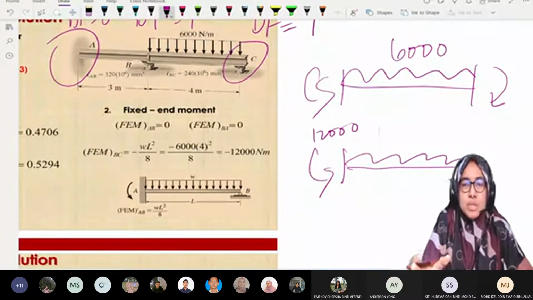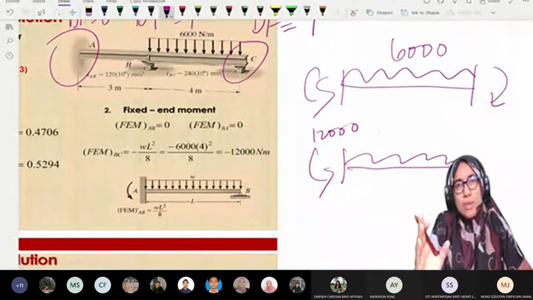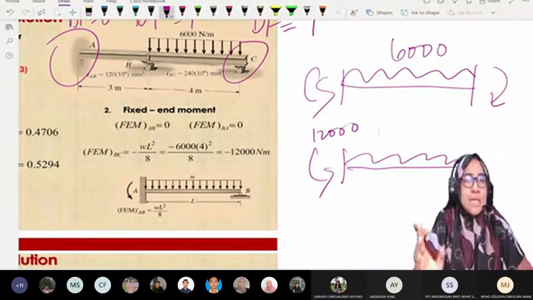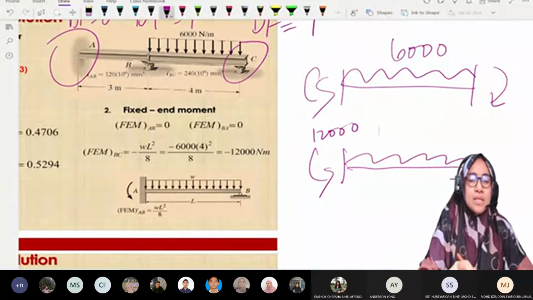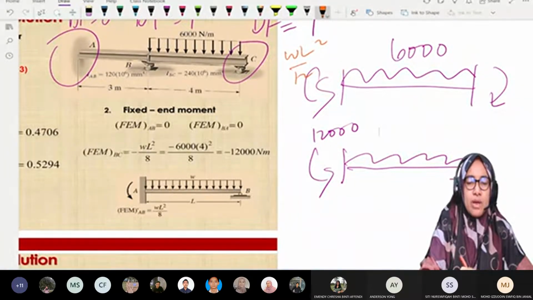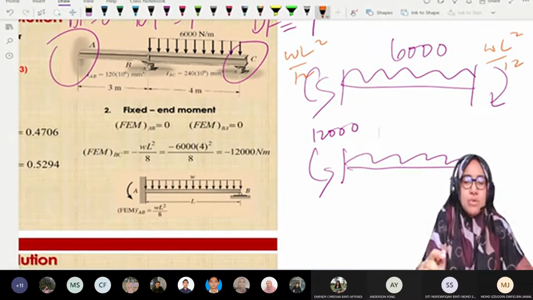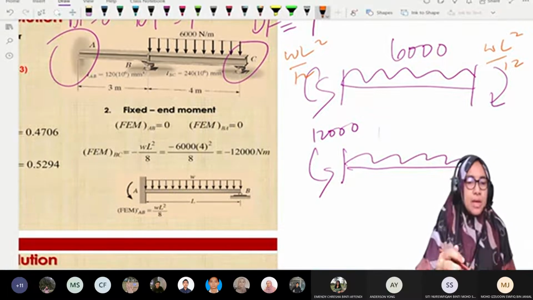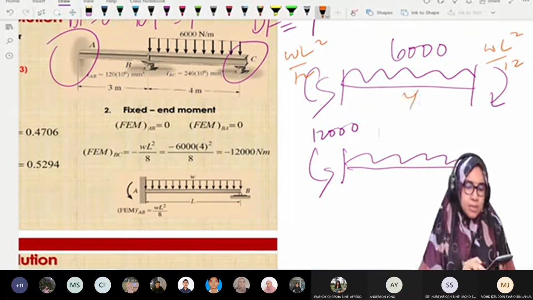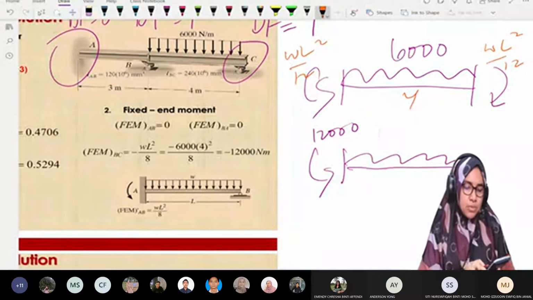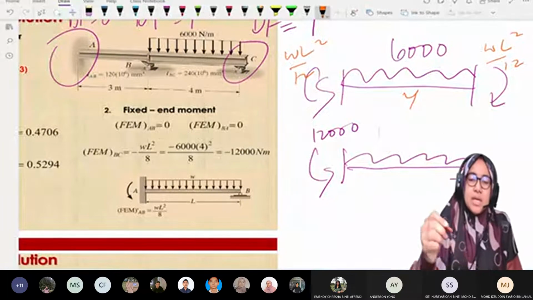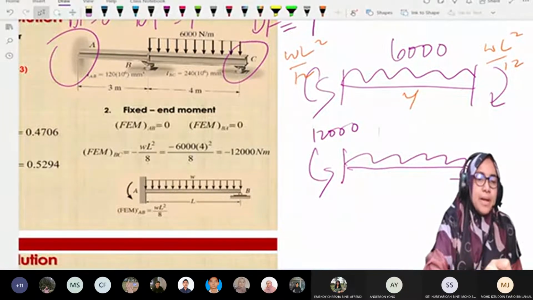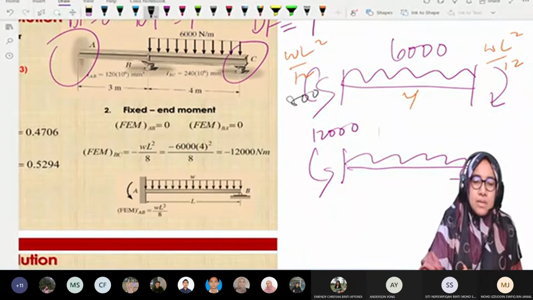But if you use regular punya both end fix, assume fix, we can still apply. We can still use kat sini WL squared over 12. Boleh pakai yang ni. So if you use WL squared over 12, what do you get? WL squared over 12, length dia 4 meter. So dapat 6,000 times L 4 squared divide by 12. So you akan dapat sini 8,000.